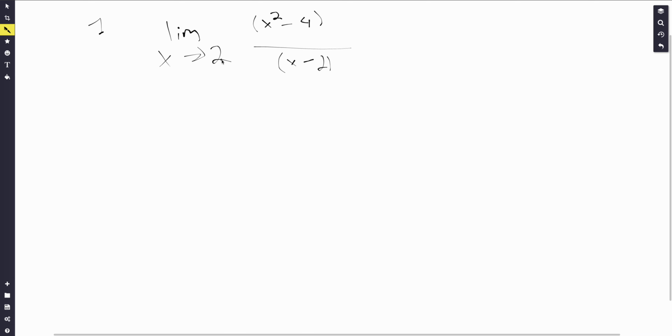So you have 2. Let's plug in 2 to the value where x's are. So that would be 2 squared minus 4 divided by 2 minus 2. That's equal to 0 over 0. When you're solving for limits and you get 0 over 0, that's known as an indeterminate form. That means you can't stop there.